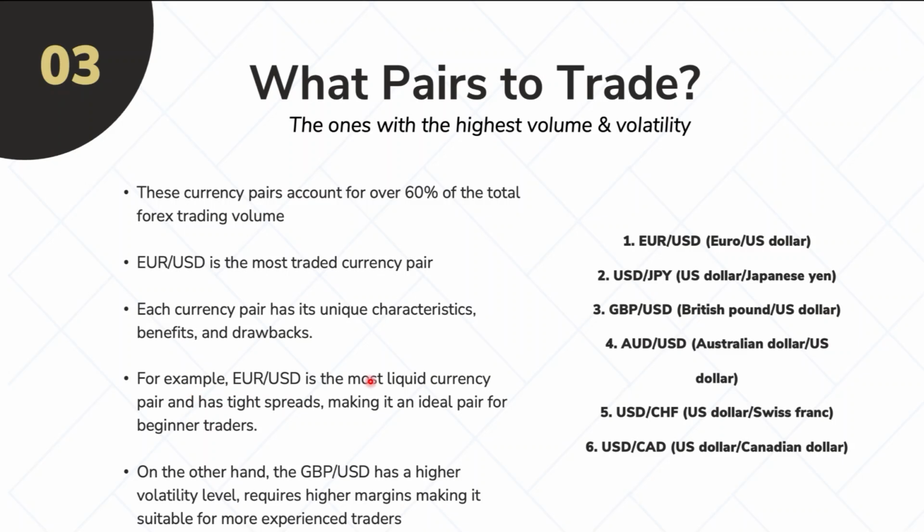And here in this example, euro US dollar is the most liquid currency pair and has tight spreads, making it an ideal pair for beginner traders. So I would say if you're a beginner trader, start with euro US dollar and with USD JPY and then expand to the other 6.